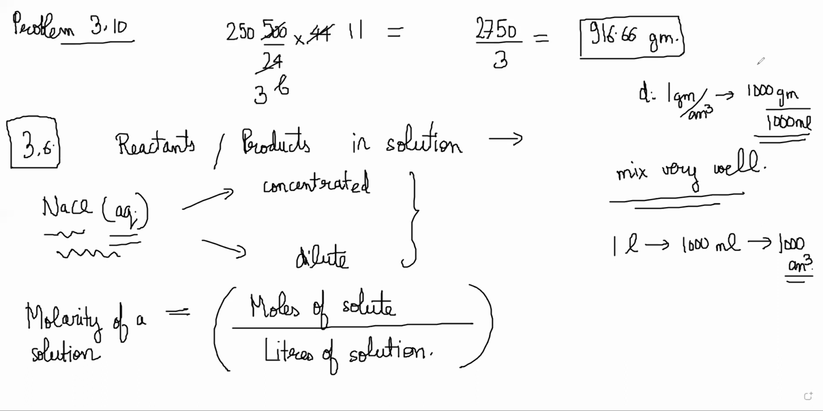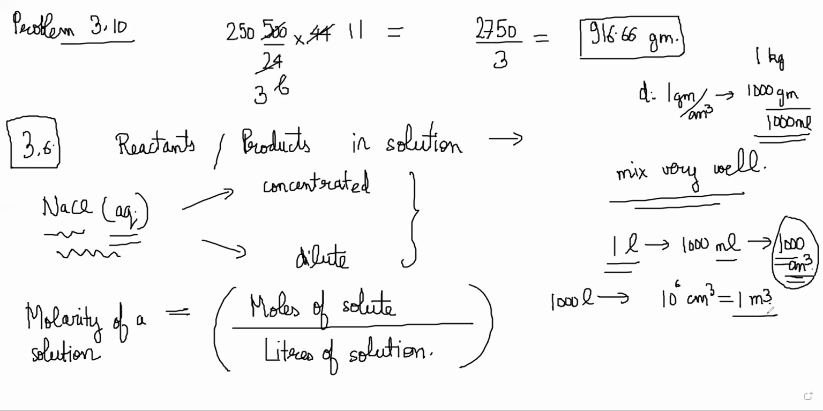Which is 1 liter. And you know that 1 kg is the weight of 1 liter of water, right? Yes. So basically that is a way to connect the milliliter and centimeter cube. So you should know that 1 milliliter is 1 centimeter cube, and 1 liter therefore becomes 1000 centimeter cube, right? Yes, sir. So 1000 liters will become 10 power 6 centimeter cube, which is equal to 1 meter cube, right? Yes, because 1 meter is 100 centimeters. So 1 meter cube will be 10 power 6 centimeter cube, right?